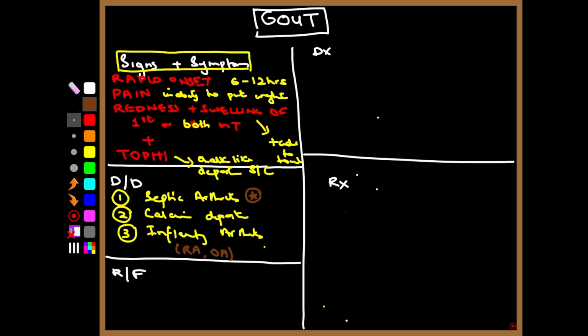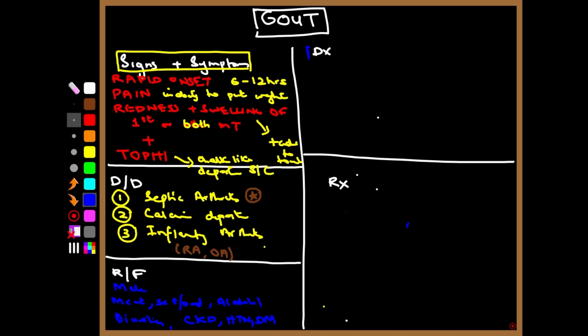The risk factors are important because they would help us differentiate and counsel about lifestyle modifications. In general, the risk factors include male sex, anybody who eats meat, seafood, has alcohol, is on diuretics, and has CKD or other comorbidities like hypertension, diabetes.